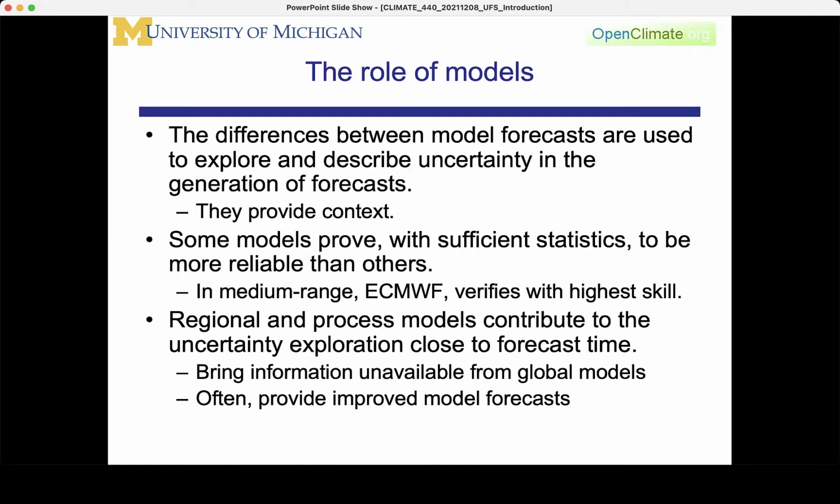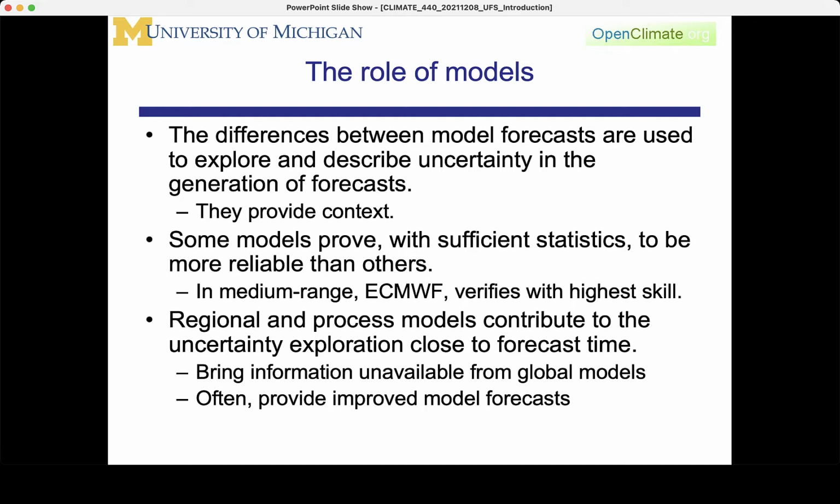Role of models. My purpose here was to demonstrate that the differences between model forecasts are used to explore and describe the uncertainty. They provide context. Some models prove, with sufficient statistics, to be more reliable than others, and in the medium range, I don't think anyone would argue that the ECMWF model verifies with the highest skill. There has been substantial reduction of the gap between the U.S. models and the ECMWF models for many situations in the last 2 to 3 years.